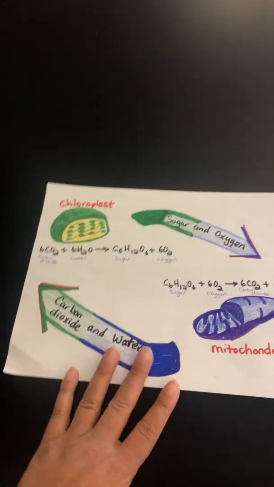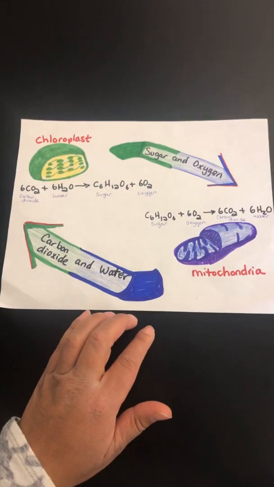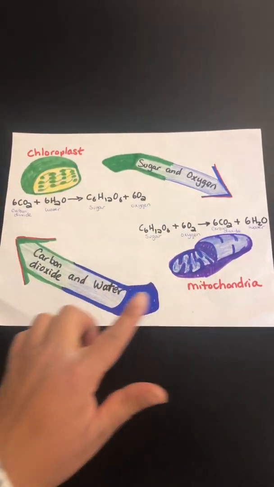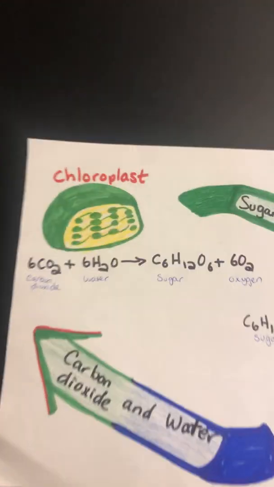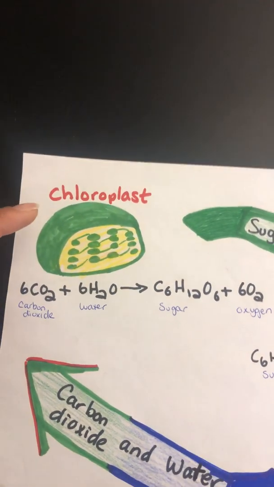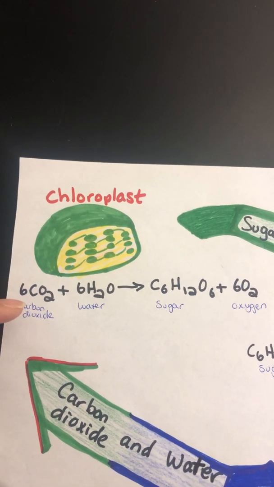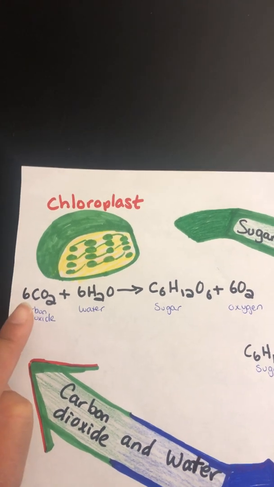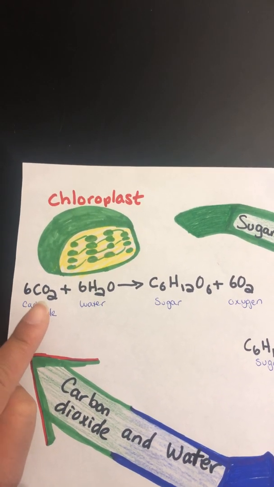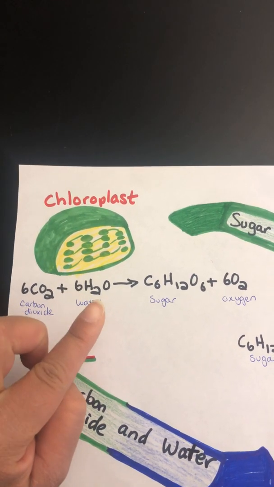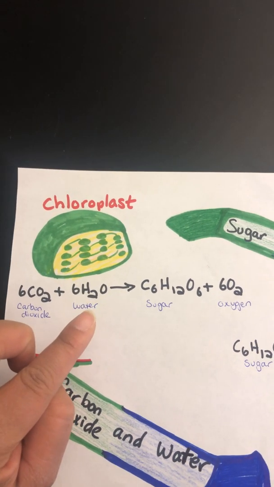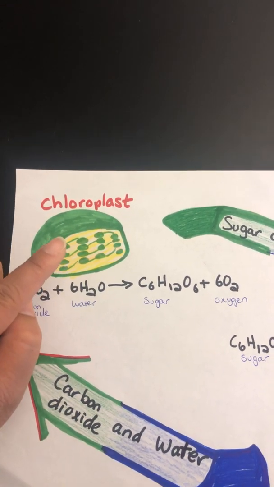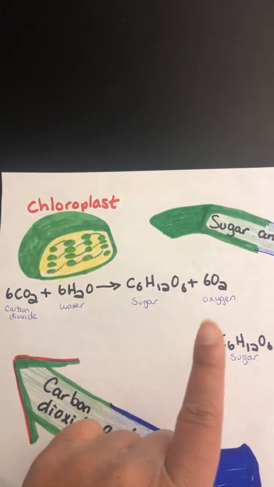So I took the visual from the textbook so you can understand what that means and how it all connects together. On this side of the model, there's a chloroplast, and what goes in is carbon dioxide and water, and the 6 is a coefficient, meaning 6 times the carbon dioxide plus 6 times the water, the H2O, and some sunlight converts it to sugar and oxygen.